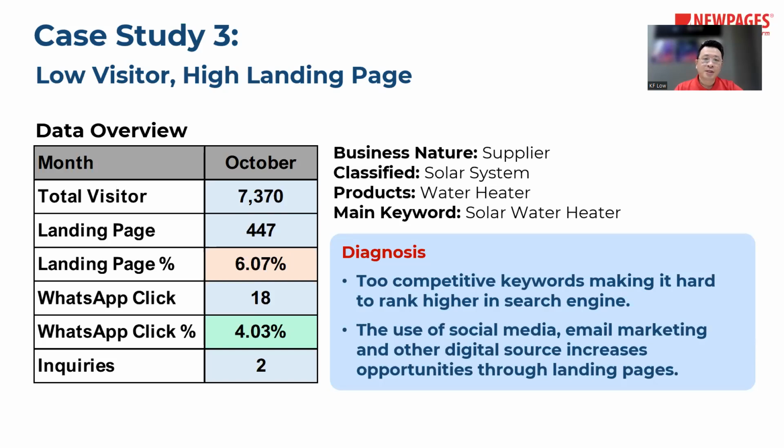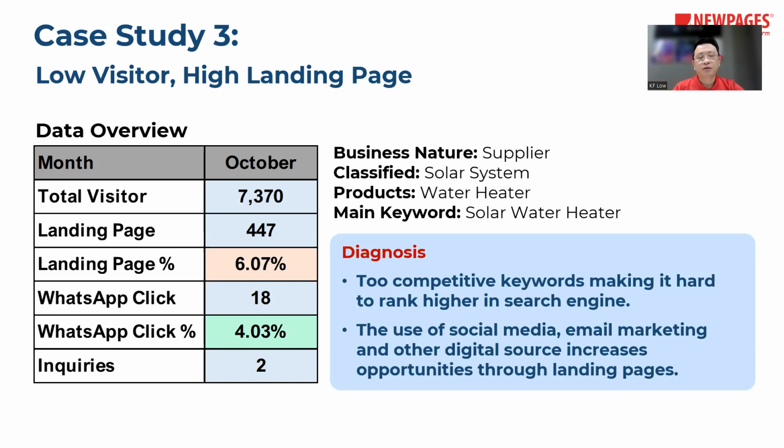Like for this scenario, this company, even though their visitors are not more than 10,000, they are posting on their social media or email marketing, and their landing is quite high. And if you look at their number of WhatsApp clicks and inquiries, they do have inquiries coming in and WhatsApp clicks. That means they are actually targeting the right customers, all right? So this kind of situation really depends on what your needs are.